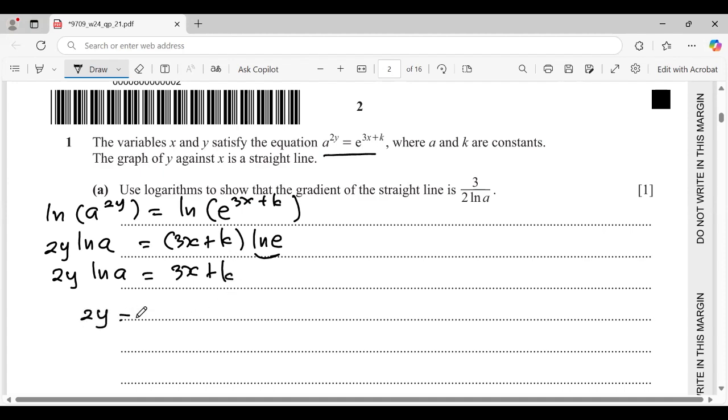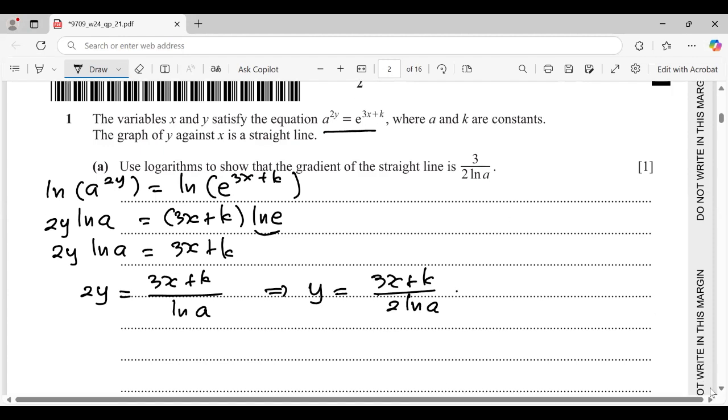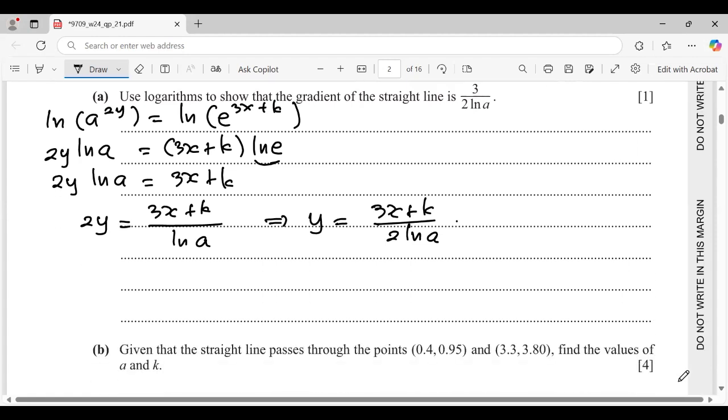So continue, 2y equals 3x plus k over ln a, or y equals 3x plus k over 2 ln a. Or we can write y equals 3 over 2 ln a times x plus k over 2 ln a.